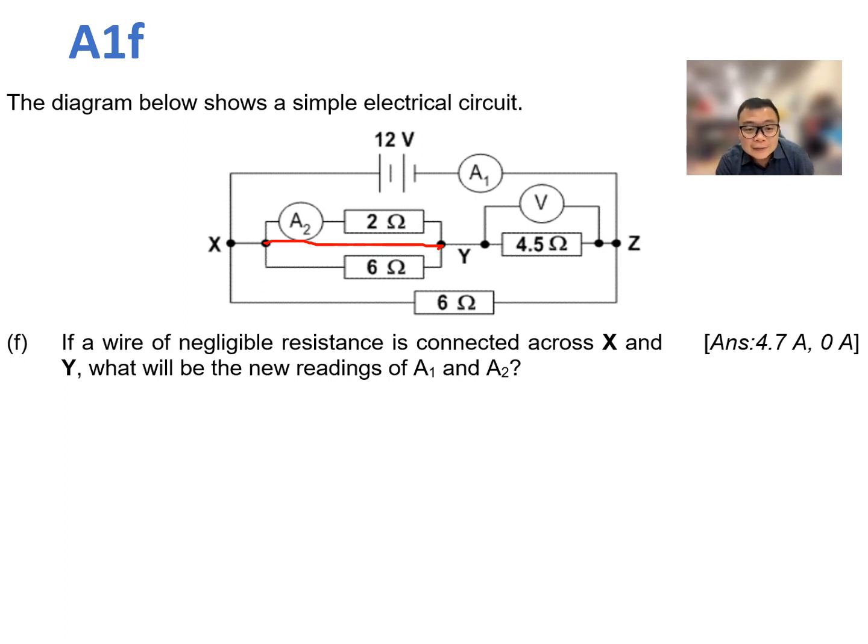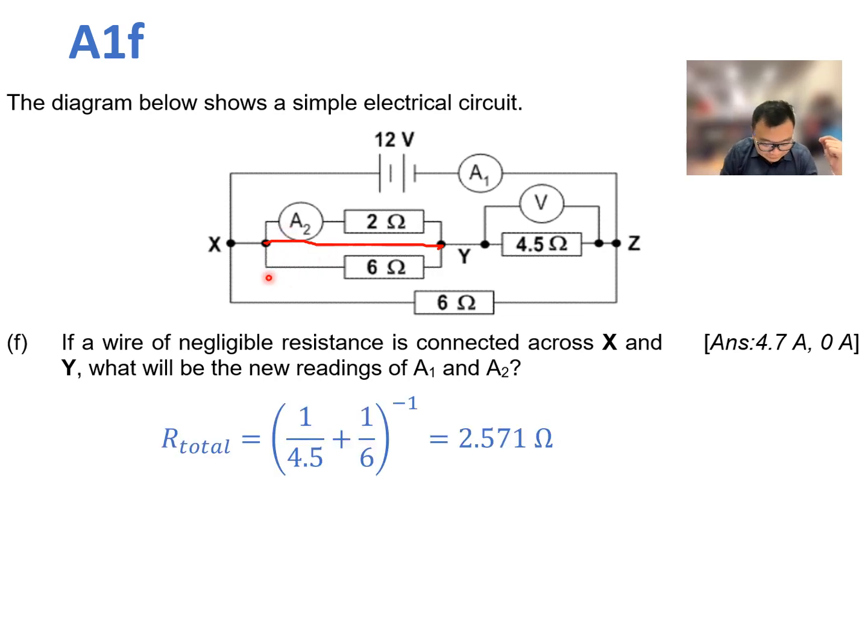In this part, you are to connect a wire across X and Y to short circuit the parallel branch, and with that, what would be the new values for A1 and A2? So with the parallel branch being short-circuited, meaning all the current will pass through this new wire that you have just connected instead of passing through the 2 ohm or the 6 ohm resistor, effectively you are left with only 4.5 ohms in this parallel branch.